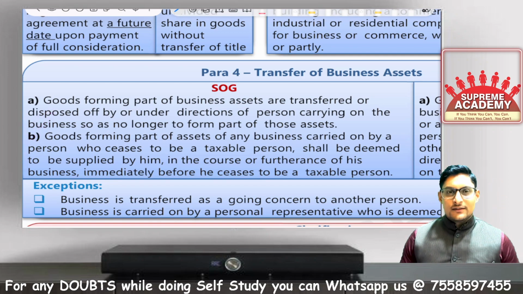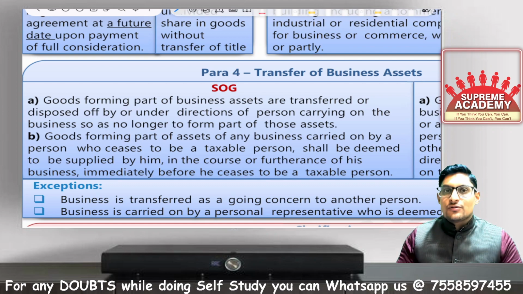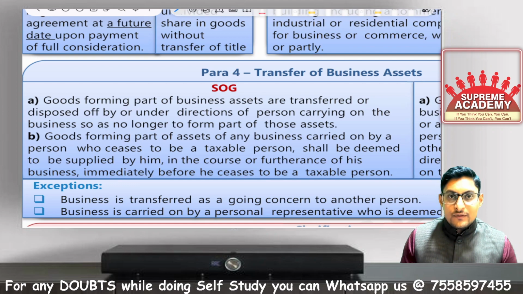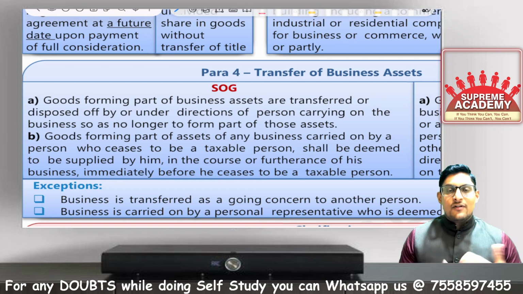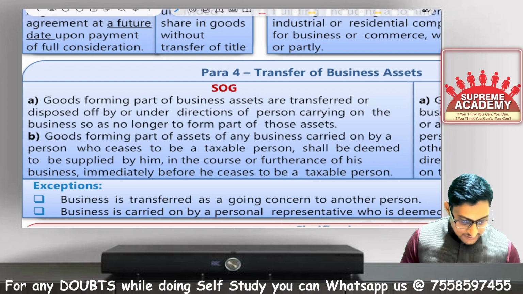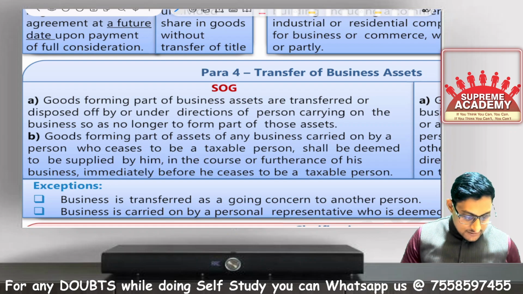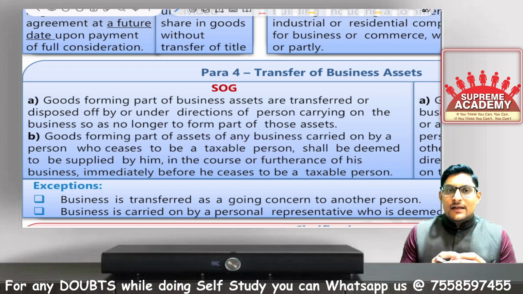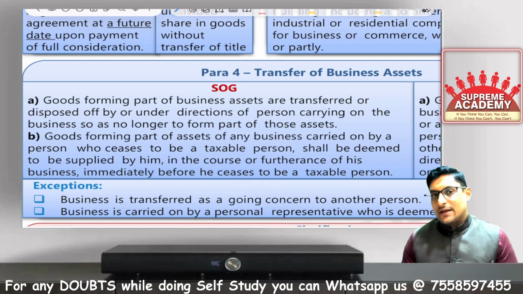Point number 2, when the registration is going to be, for example, cancelled or suspended, or the taxable person is going to cease to exist, meaning death of a person, or you have transferred your business from one person to another as a going concern. These are the cases where the taxable person will cease to exist. Now if the taxable person ceases to be a taxable person, then the stock of business asset present on the date where the person ceases to be a taxable person will be deemed as a supply. We'll consider that the stock has been supplied, deemed supply, and accordingly calculate the tax and pay us.